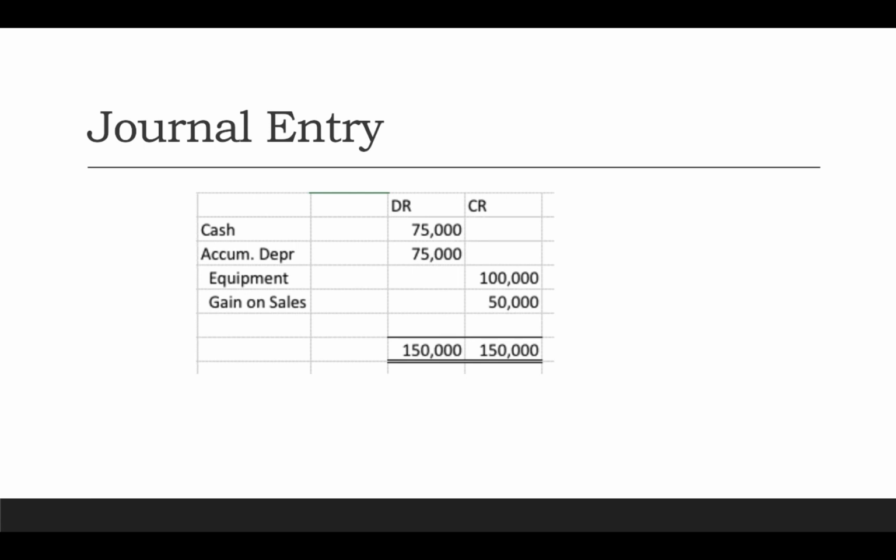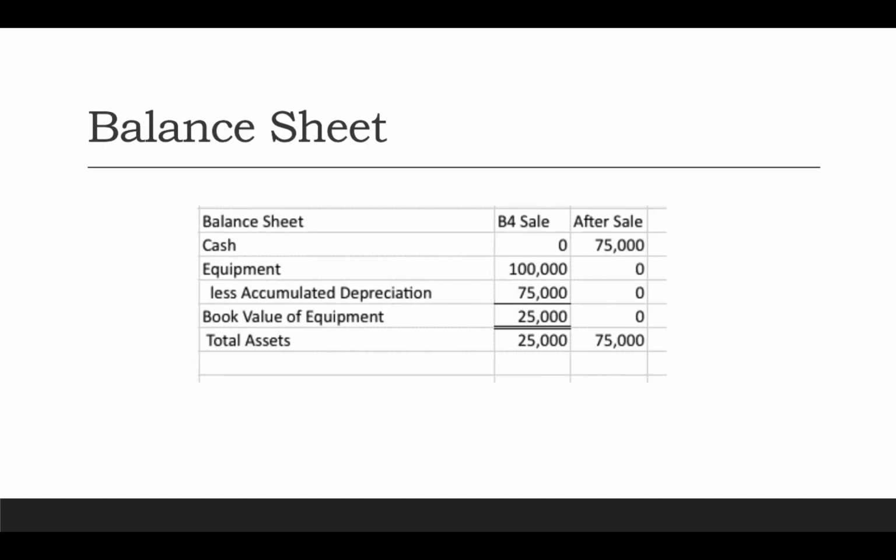And then we record our gain on sale as a credit because that's a revenue account, right? Gains are credits. And so you can see total debits equal $150,000. Total credits equal $150,000. The journal entry balances and everything looks good here. Next, we'll show you what does the balance sheet look like before and after.